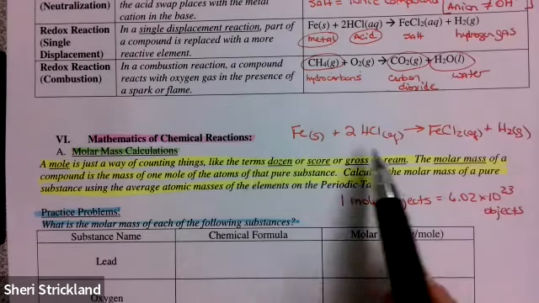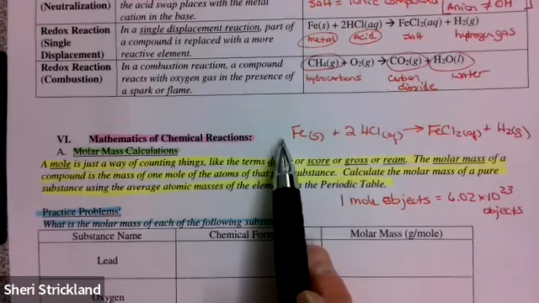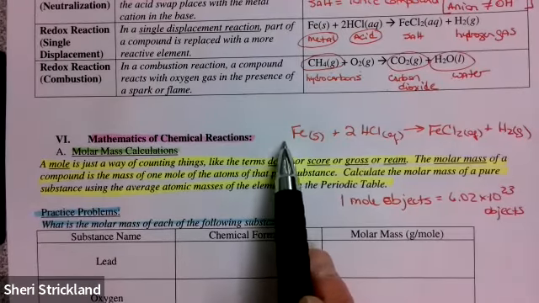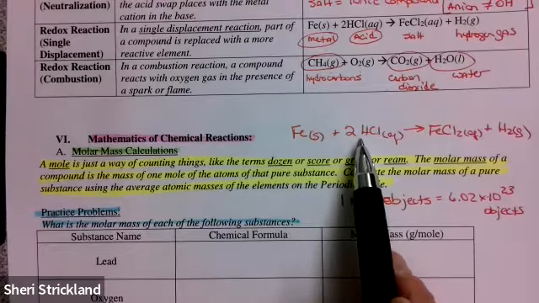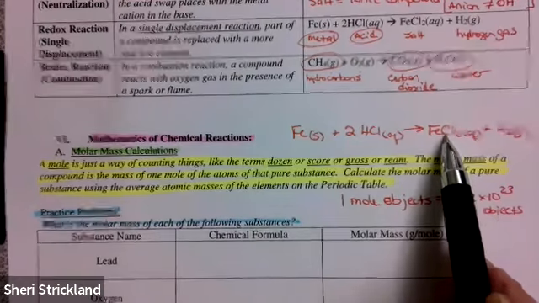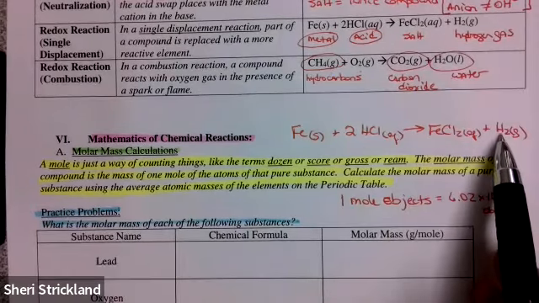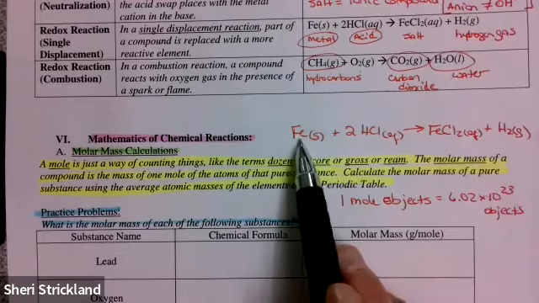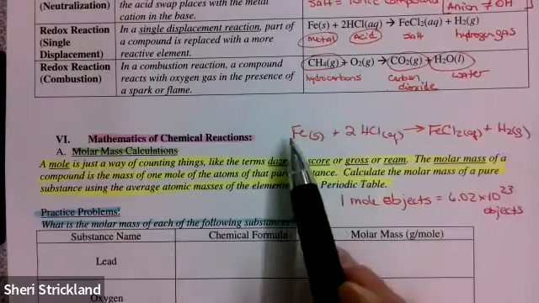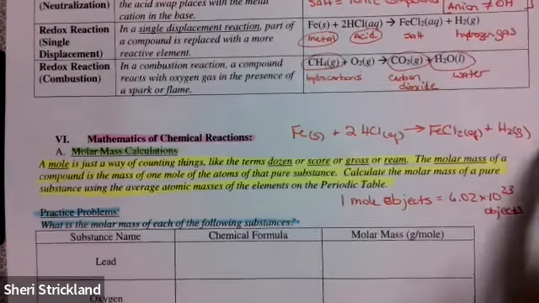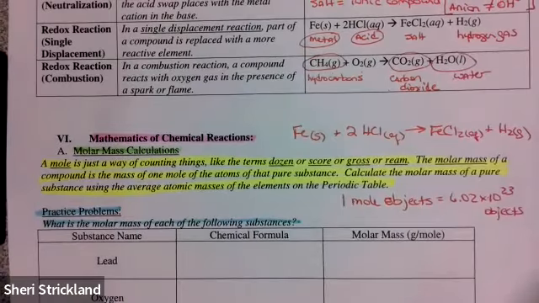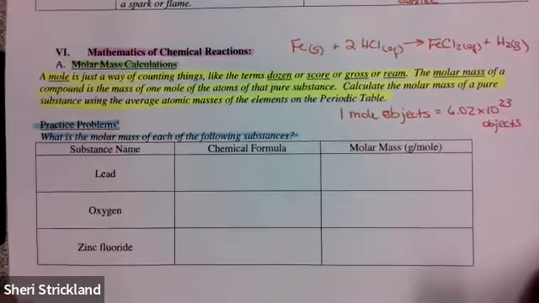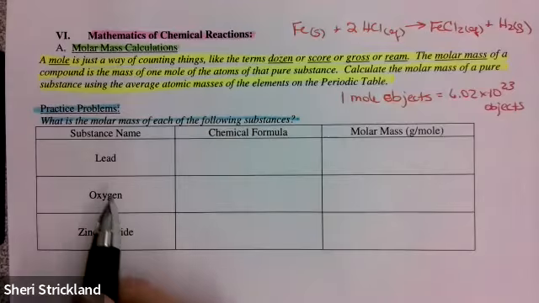But when you're talking about a chemical equation, you can read this on the mole scale. 1 mole of iron plus 2 moles of hydrochloric acid gives you 1 mole of iron(II) chloride plus 1 mole of hydrogen gas. So it's a difference between the macro scale in moles and the micro scale in individual atoms and molecules and formula units. All right, so the molar mass is the mass of 1 mole of the atoms of that pure substance. All right, so let's talk about the chemical formulas of these things.